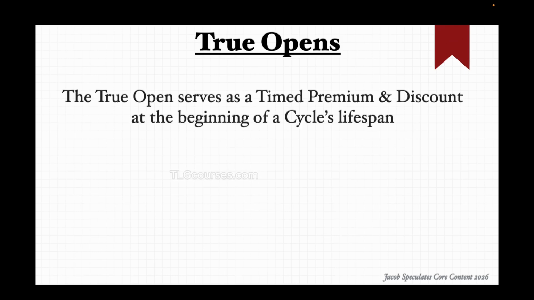But now we are going to dive into true opens. So the true open serves as a timed premium and discount at the beginning of a cycle's lifespan. So what does this mean? Well, let's say the true open has occurred and price only trades above the true open and never trades below it. The higher it trades above the true open, the deeper of a premium price is in, and then vice versa. If the true open occurs and then price just trades lower and lower and lower, never trading above the true open, that means it's trading into a deeper discount as it's trading lower.